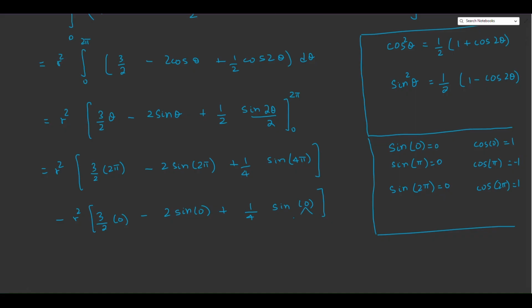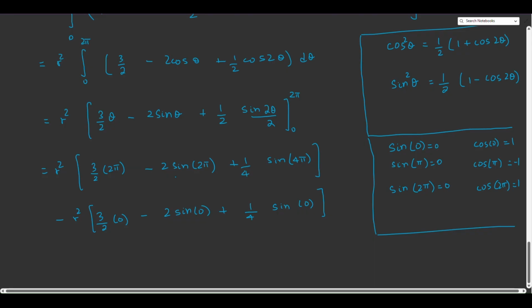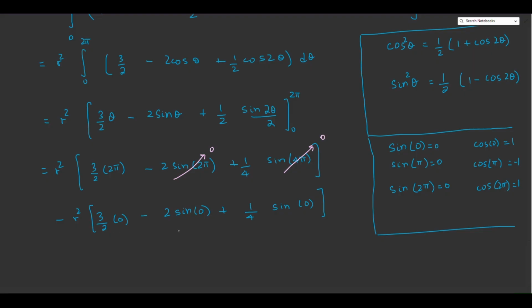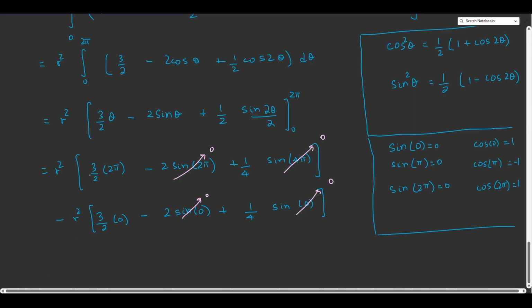And now if you look at this, all the terms in this second bracket become 0. Also in the first bracket, we know that sine of 2 pi, what is sine of 2 pi? The sine of 2 pi is 0. So this term becomes 0, this term becomes 0, and this whole thing here is 0. So we are only left with the first term, and this 2 cancels with this one, and our final answer will be equal to 3 pi r squared. So this is the area under the curve.